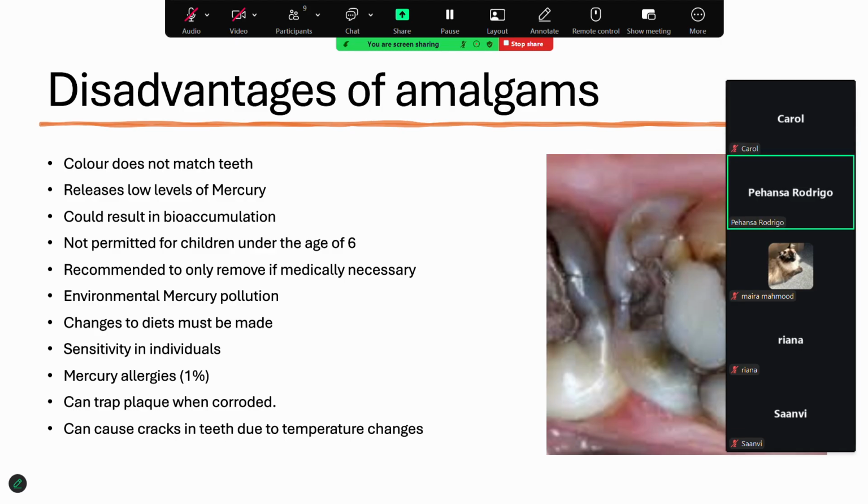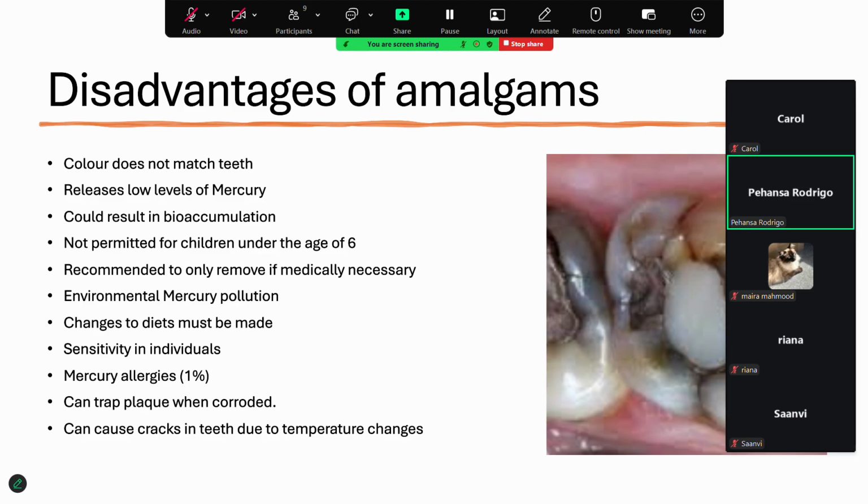The disadvantages of amalgams is that the amalgam fillings are silver in color, so it doesn't match the color of your teeth, and so it makes it really obvious that you've gotten a filling. It also releases low levels of mercury vapor, which can be absorbed by the lungs and have an impact in the brain and the kidneys. This happens through bioaccumulation, which is the gradual buildup of chemicals in organs or tissues, and part of the mercury can accumulate in body fluids.